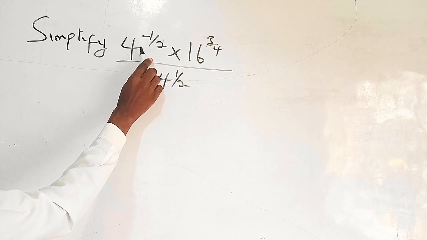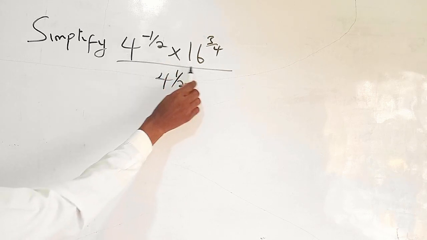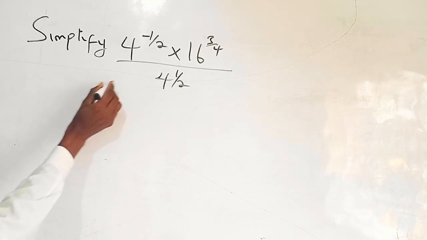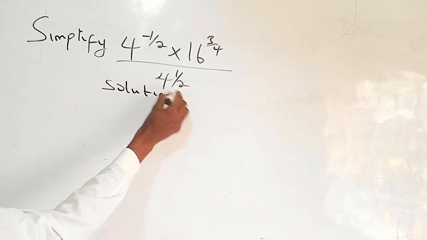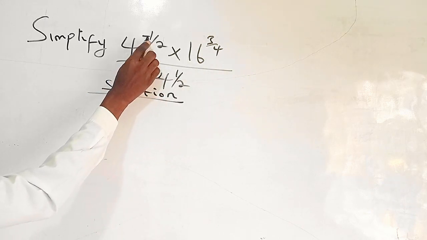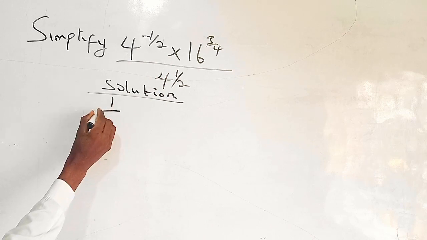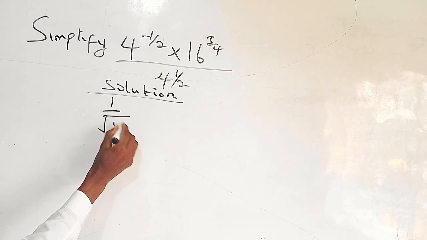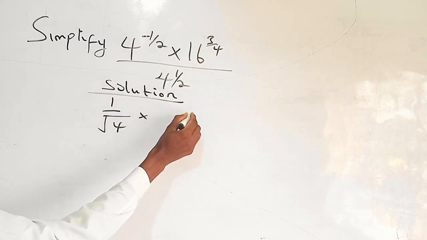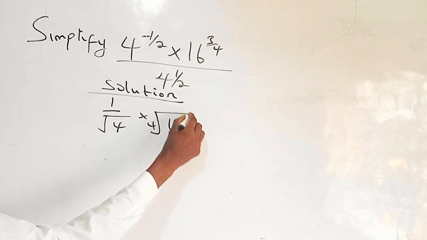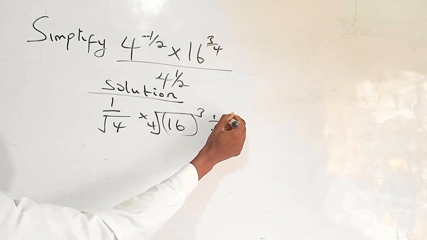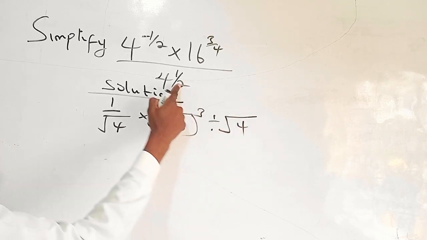Evaluate 4 to the power minus 1 over 2 times 16 to the power 3 over 4 divided by 4 to the power 1 over 2. Okay, this is very simple to solve. Solution, let us work with the numerator first. So here, I can write it as 1 over square root of 4. Okay, I introduce the 1 to remove this minus sign, and I can write this as the 4th root of 16 raised to the power 3 because of this, and this division sign, that is the square root of 4, is the same thing.